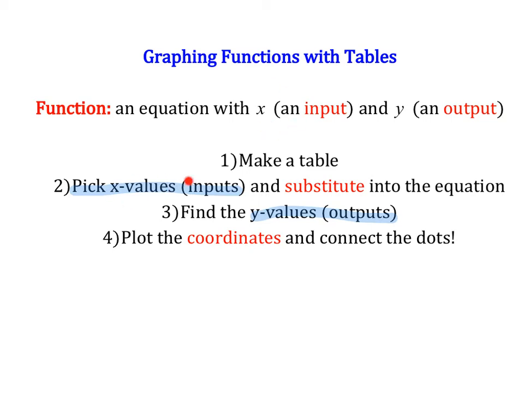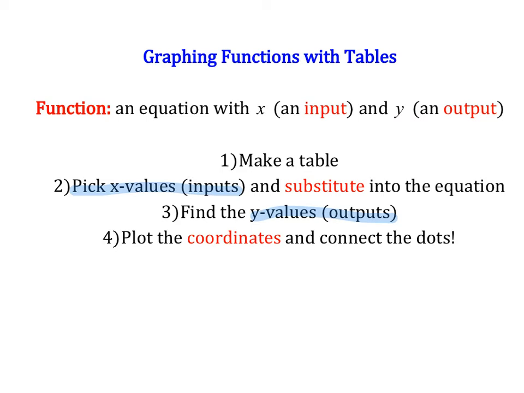So we're going to pick an input. The x values are what we call inputs. We are going to select these values and substitute them into our equation or our function. And that will give us a y value, which is our output. So those y values, the outputs, are going to go into our coordinates along with the x values, and then we're going to plot them, like we learned yesterday, on an xy axis. After we plot the coordinates, we're going to connect the dots, and we should end up with a nice line.